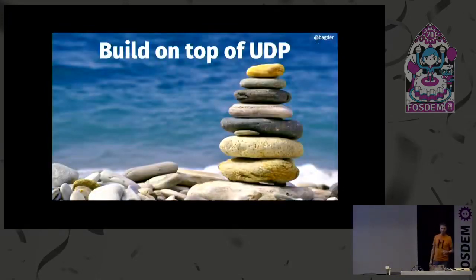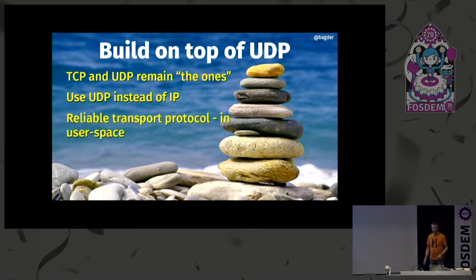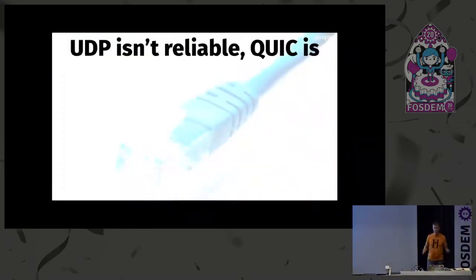So we build this on top of UDP. We pretend basically that UDP is the IP. So we move everything up one layer. We do everything over UDP. We write a reliable transport protocol in user space, and we're sending everything over UDP. It's a little bit like reinventing TCP and TLS in one layer and doing it over UDP. And no, it's not UDP. We're using UDP. It is not UDP.